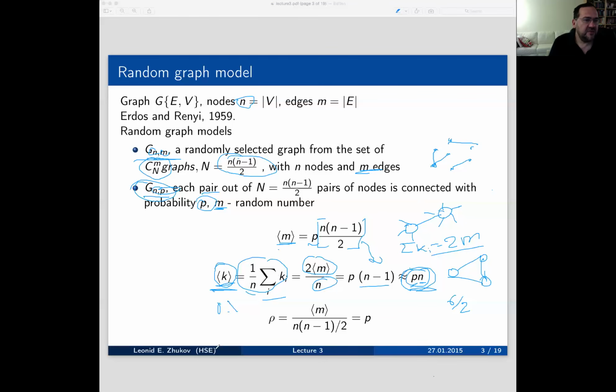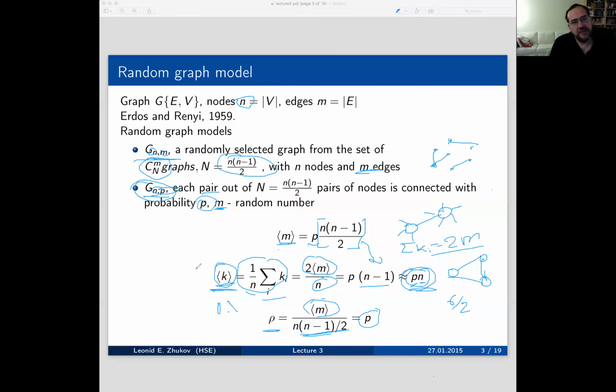We can also estimate from these numbers the classical value of the graph density. Graph density is the number of edges divided by the maximum possible number of edges, which in this case is just the same p. So you can think of this p as a parameter, the density of the graph. So in the G(n,p) model, what's given is the number of nodes and the density of the graph you're trying to generate.